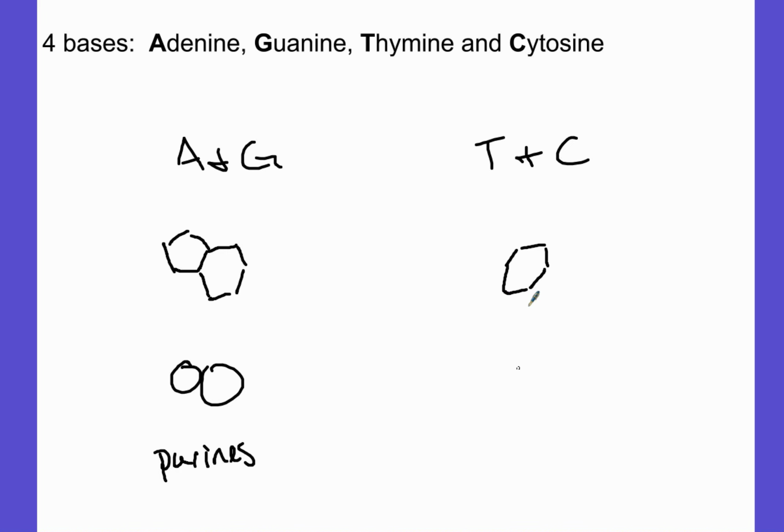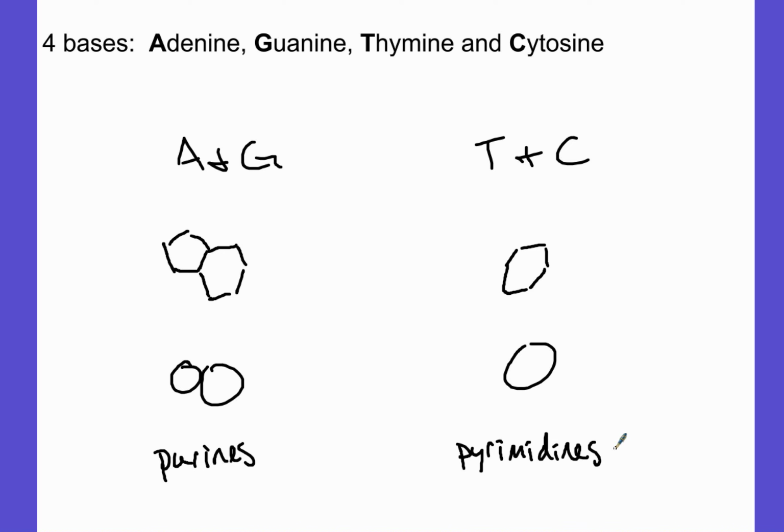So I'm going to make 1 ring, 1 hexagon there, right? You could just draw a circle if you want. But T and C are called pyrimidines. That INE ending means that they're a base, right? That they have nitrogens in there somewhere. But we don't really have to worry about that. You just need to know that A and G are 2 rings, T and C are 1 ring, right?